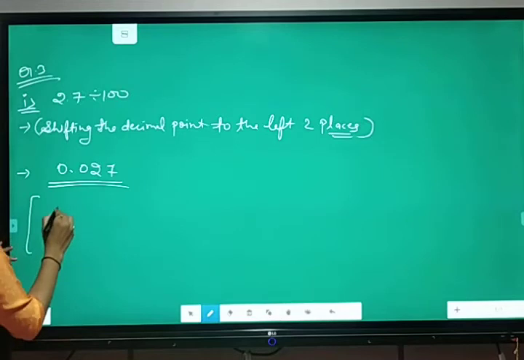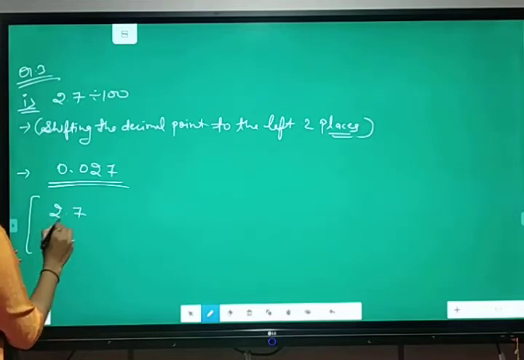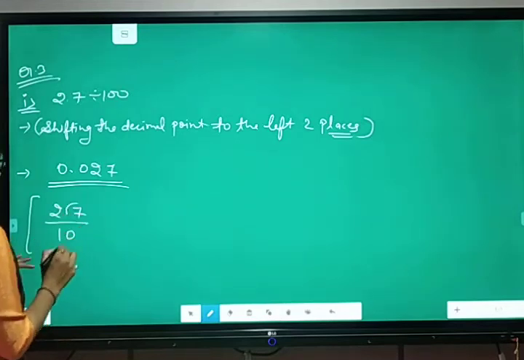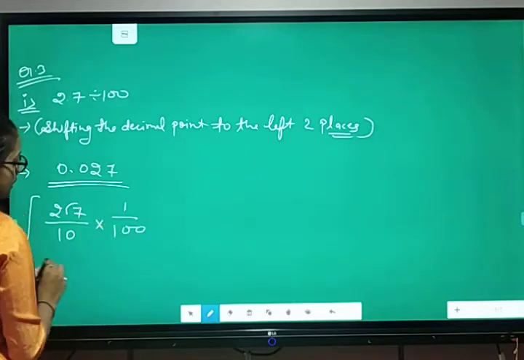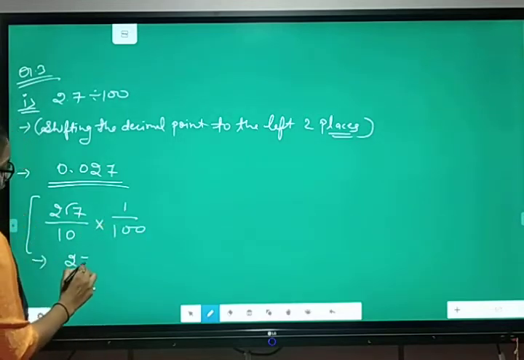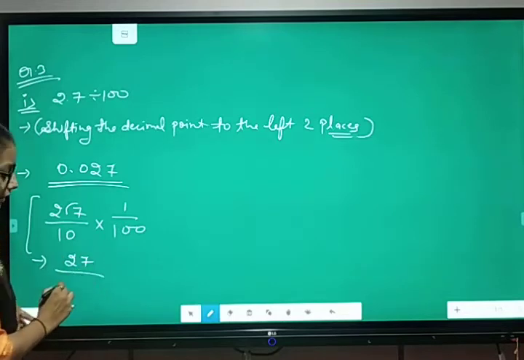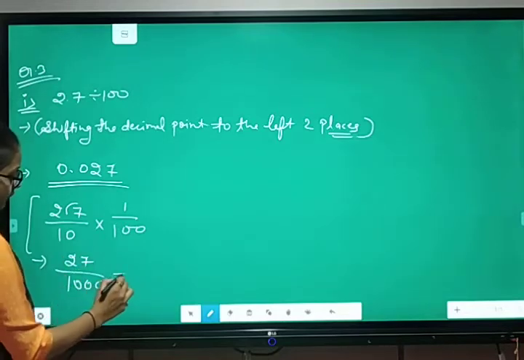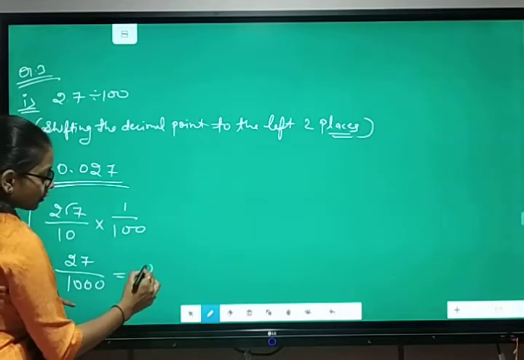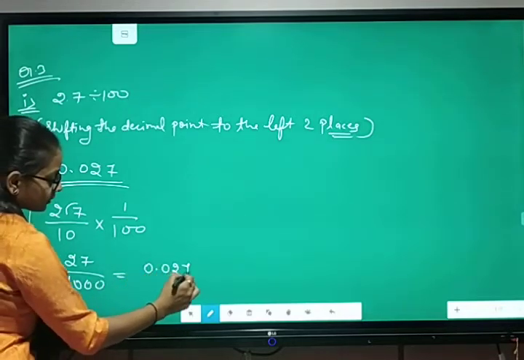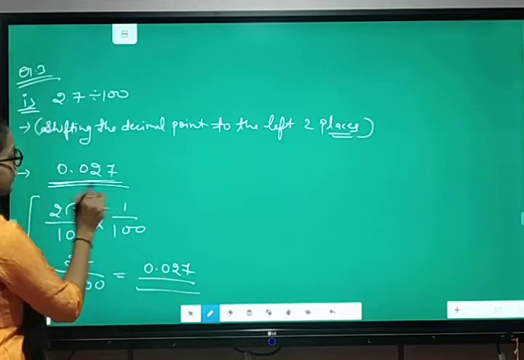Again, solution is 2.7. Remove the point, denominator is 10, and 1 upon 100, reciprocal the second fraction. So we can write 27 upon 10 multiplied by 100, 1000. Point will be put before 3 digits. So answer is 0.027. Answer will be same.